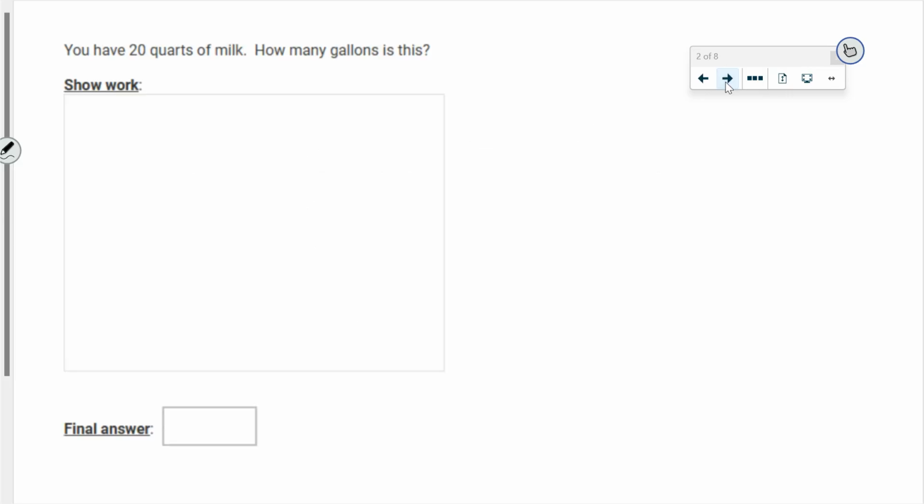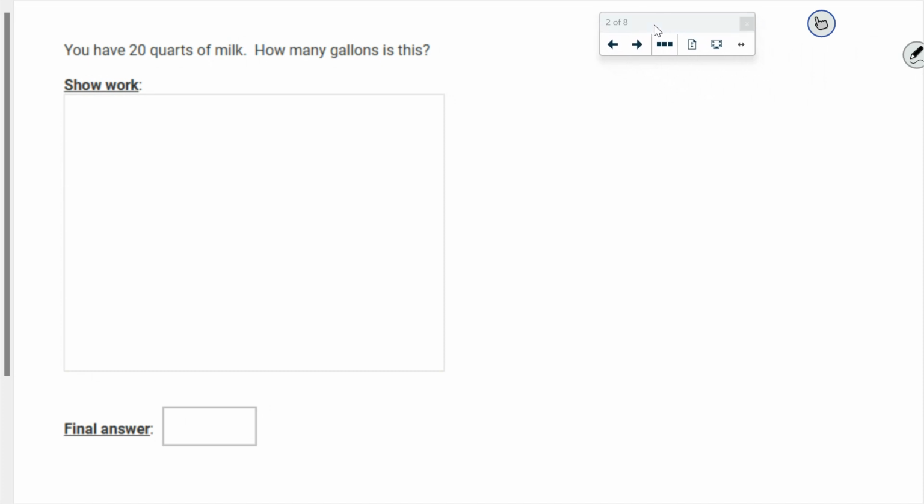All right, question 1. You have 20 quarts of milk. How many gallons is this? The first thing I need to think about, and this would be on your reference sheet, is how many quarts are in a gallon. We don't have it in front of us, but that's okay. We can still pretend that we do. I know that 1 gallon is equal to 4 quarts. But we do not have 1 quart, we have 20 quarts. So we need to go from 4 quarts to 20 quarts.